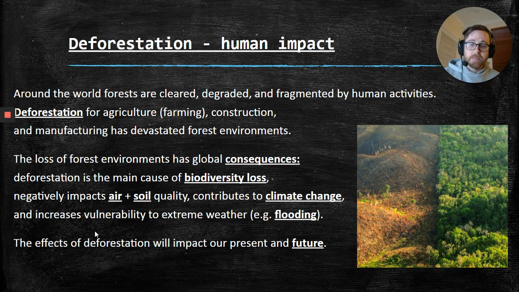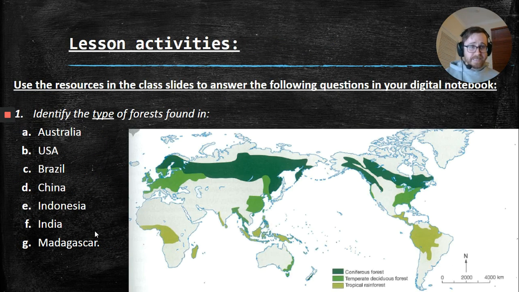The effects of deforestation will importantly impact our present, but also our future. So some of these effects aren't really seen yet. That's why people have an issue understanding things like climate change. I don't believe it until I can see it in front of me. The issue with climate change, the issue with deforestation, is that you can't really see what's happening until it's too late, which is why we're teaching you now in year 10, as opposed to when you're 50 years old.